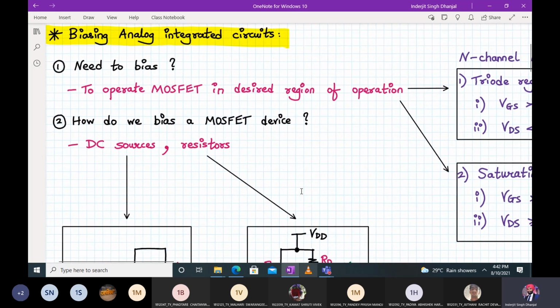So why is there a need for biasing? When we talk about amplifiers, amplifiers means what? We are applying AC voltage and we get AC voltage at the output. But to turn on the amplifier, amplifier is sleeping. We want to turn it on. We want to wake it up. So to turn on the amplifier, we should apply a DC voltage to it. Correct? In the form of VDD, we call it, right? So what is the need of biasing? The need of biasing is to operate the MOSFET in the desired region of operation.